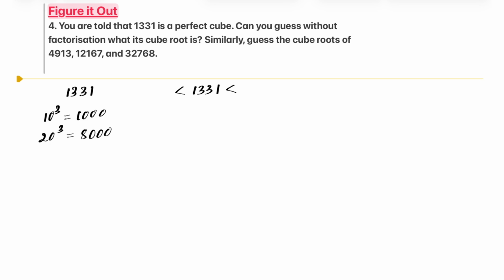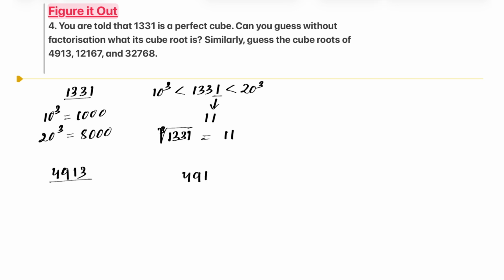1331 lies between 10 cube and 20 cube. We can see 1331 ends with digit 1. That means its cube root will also end with digit 1. Now we will think of a number which lies between 10 and 20 with digit 1 at its unit place. Our answer is 11. 11 lies between 10 and 20 and ends with digit 1. So the cube root of 1331 is 11.